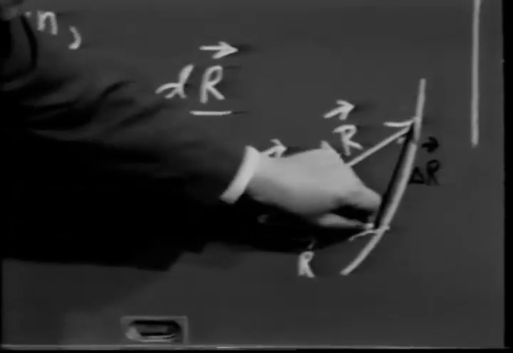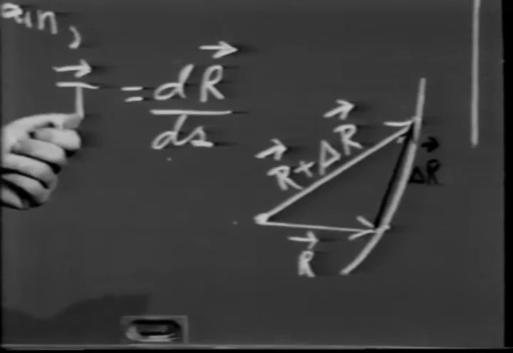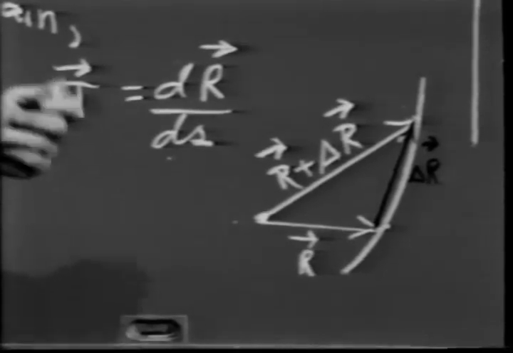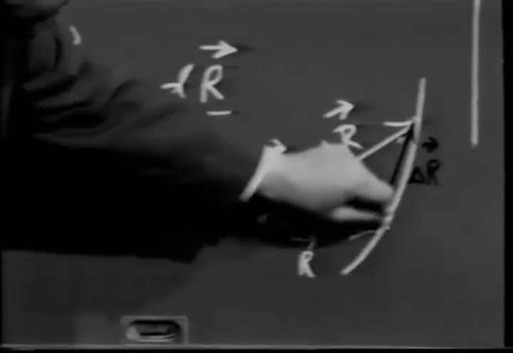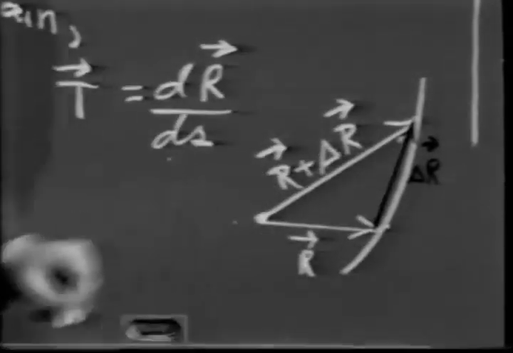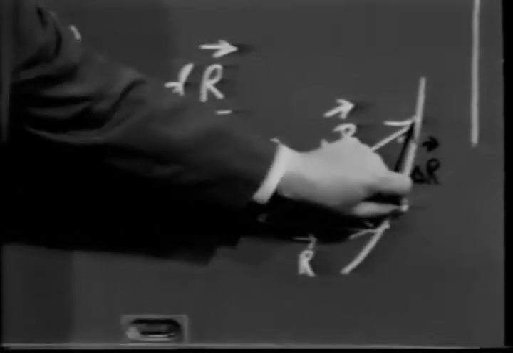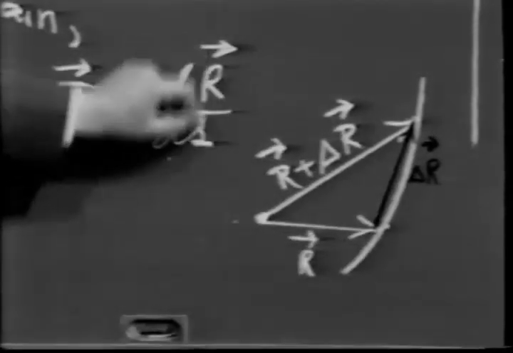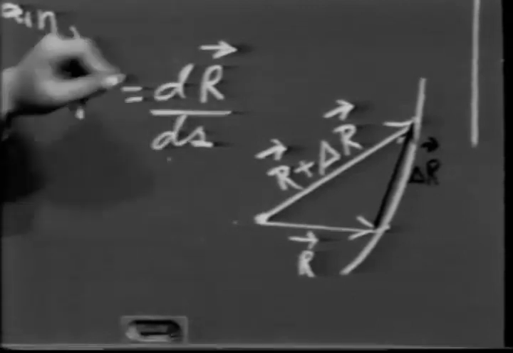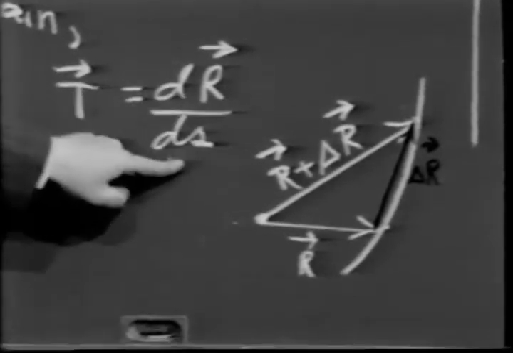Also, if we invoke the result of geometry that we talked about in part 1 of our course, when we talked about sine theta over theta as theta approaches 0, the length of the arc is approximately the length of the chord for small segments. So therefore, delta r over delta s in magnitude approaches 1. In other words, dr/ds is still the unit tangent vector, the same as before.